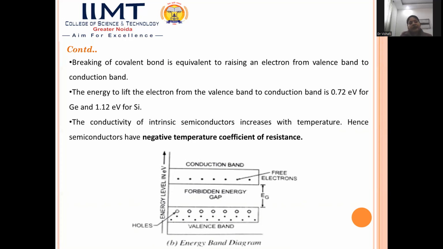The conductivity of the intrinsic semiconductor increases with temperature because the covalent bond is breaking, or we can say that the electron is moving from the valence to the conduction band. So conductivity is increasing, or in other words, the resistivity of the semiconductor is decreasing with the increase in temperature. That is why we also say that semiconductors have a negative temperature coefficient of resistance. So that is how we can understand it in terms of the energy band diagram.